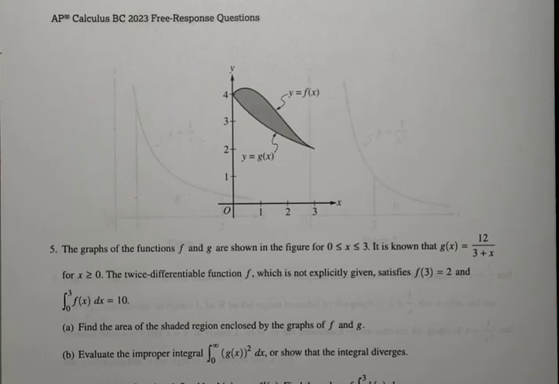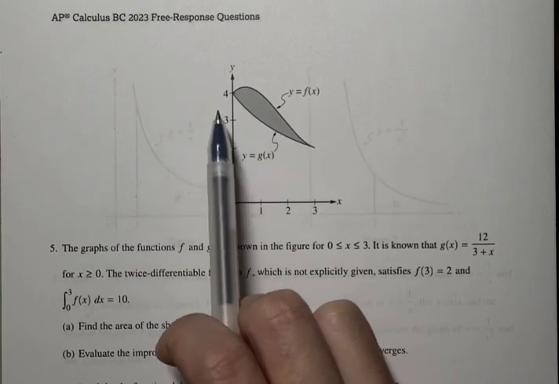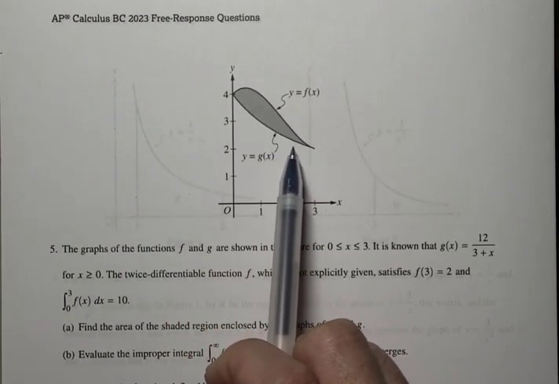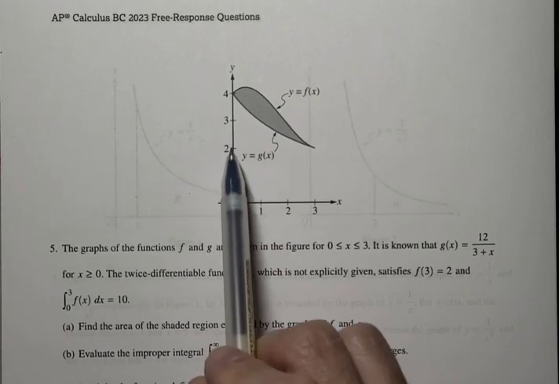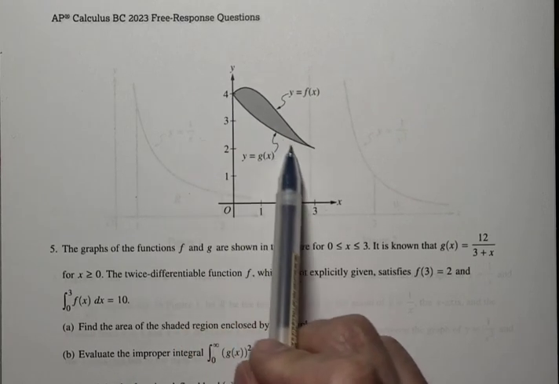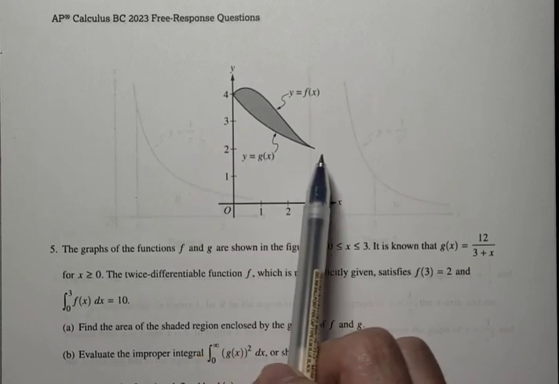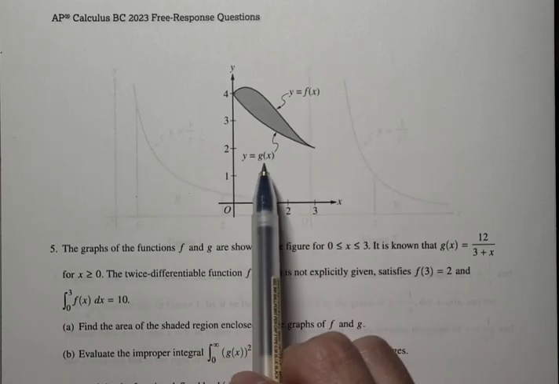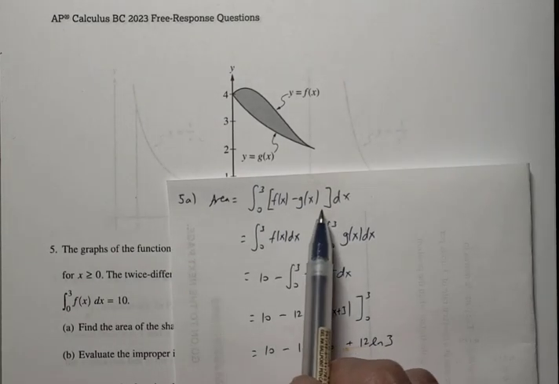Okay, so area is upper curve minus lower curve. The upper curve here is f of x clearly. The lower curve is g of x. The limits of integration: they intersect at 0, and they intersect as well at x is 3. So the integral from 0 to 3 of f of x minus g of x dx. That's the setup. Okay. Now, how do we evaluate this?